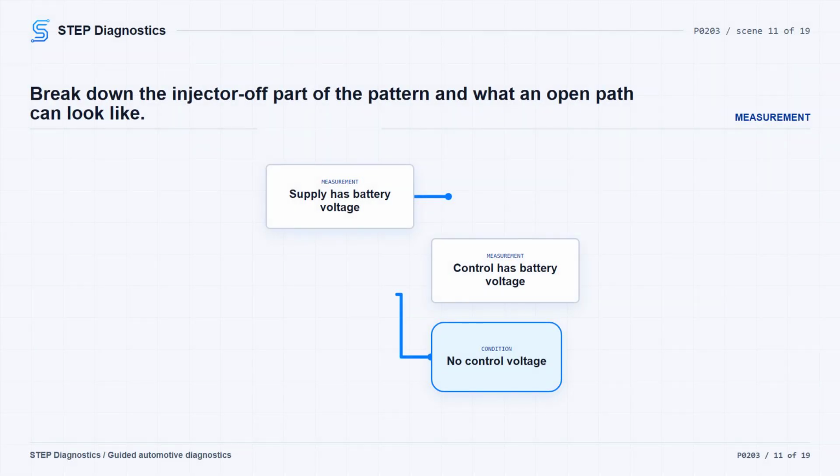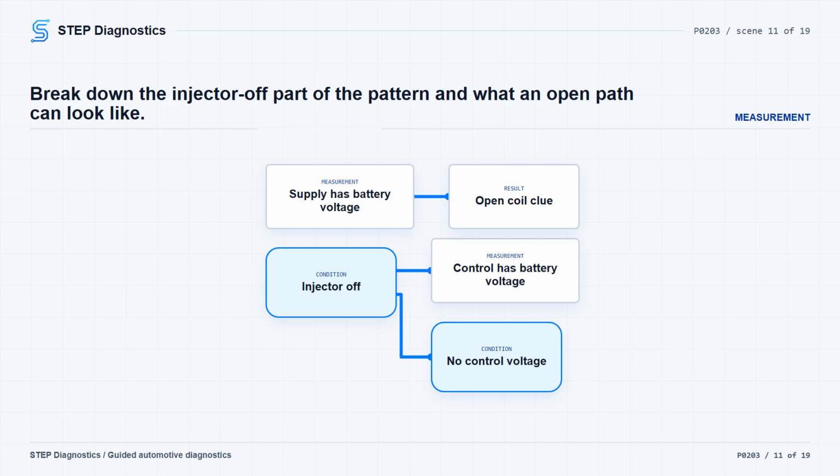On the injector off portion of the pattern, battery voltage should be present on the control circuit. If it is not there, that points toward an obvious open in the path. If battery voltage is present on the supply circuit at the same time, that points toward an open injector coil. When the driver pulls the control side low and holds it low, the injector is being energized. Peak amperage draw will typically be around 1.0 amp when energized.